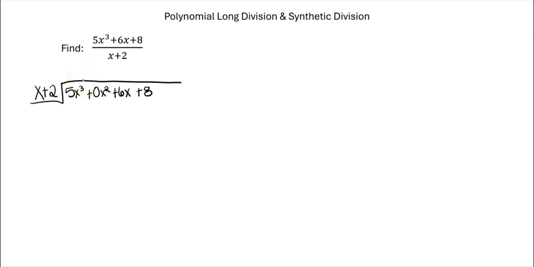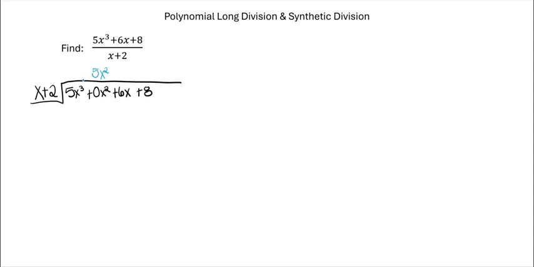Okay, the first thing I'm going to ask myself is how do I turn this x into the leading term, 5x to the third? Well, I would have to multiply it by 5x squared. So I'm going to put that above my x squared place. I want to keep everything lined up. If it helps, turn your paper sideways and use columns, go ahead and do that.